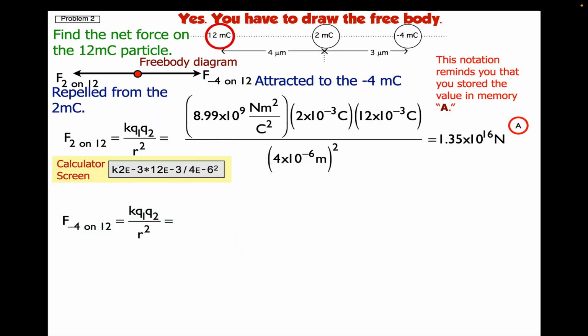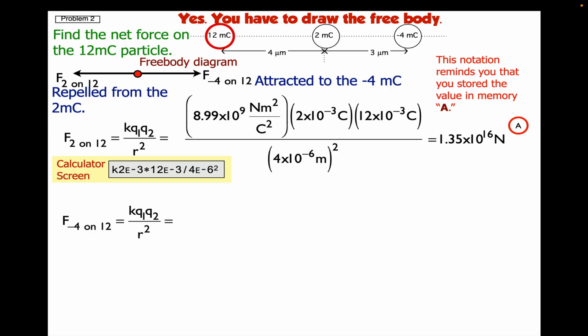After, I'll show you what the calculator screen looks like. First off, I've got k. So in class, we stored 8.99 times 10 to the 9 into the letter K. So all I need to do when I'm using 8.99 times 10 to the 9 is type the letter K on my calculator. So that's what the K stands for. And then 2 e to the -3 times 12 e to the -3 divided by 4 e to the -6 squared.